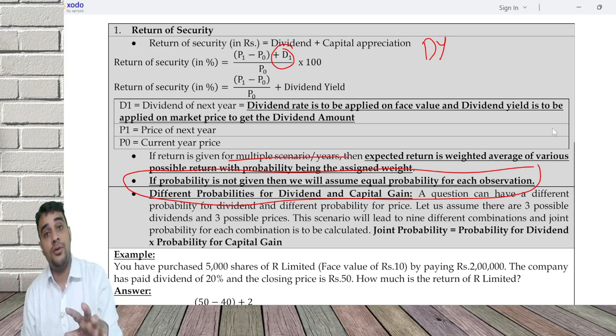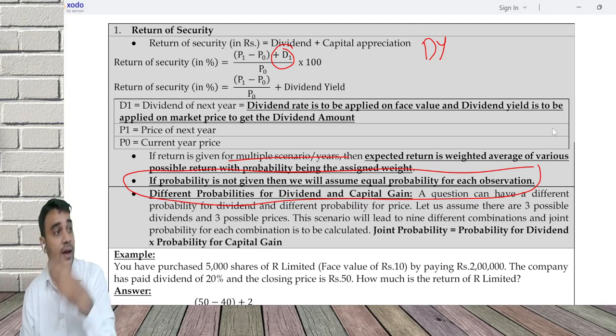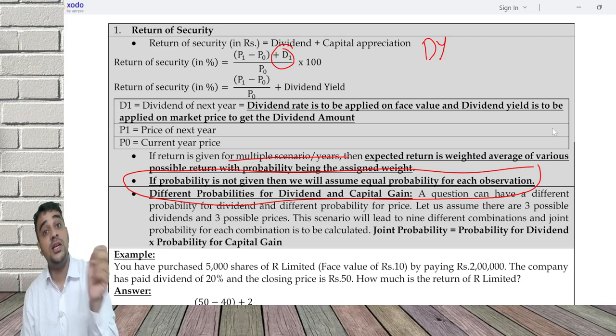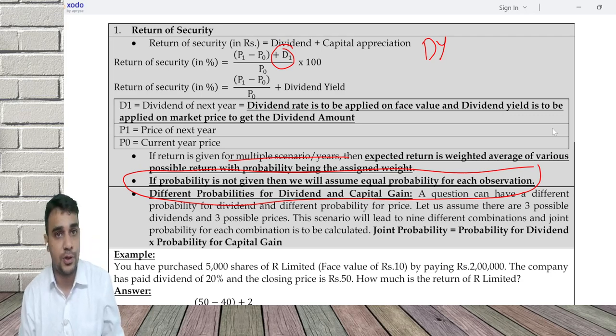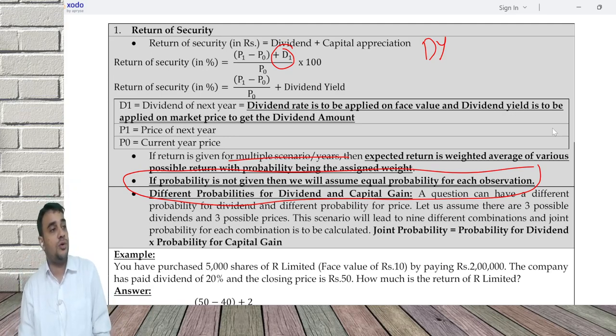In that scenario, price 20, dividend 10, one combination. Price 50, dividend 10, another combination. Price 100. So 3 into 3, 9 possible combinations are possible. If you give different prices and different dividends, for each of that, what you need to do? P1 minus P0 plus D1 divided by P0 into 100. You will have to apply the formula.